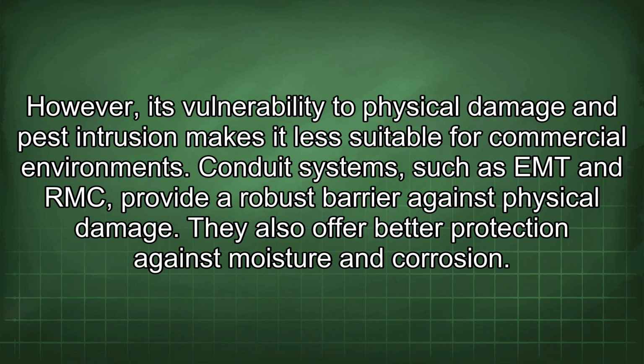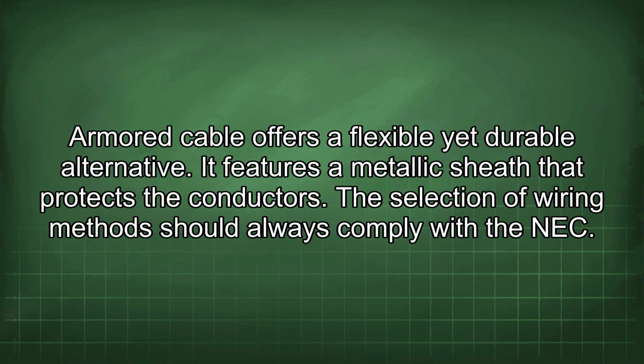Conduit systems, such as EMT and RMC, provide a robust barrier against physical damage. They also offer better protection against moisture and corrosion. Armored cable offers a flexible yet durable alternative. It features a metallic sheath that protects the conductors.